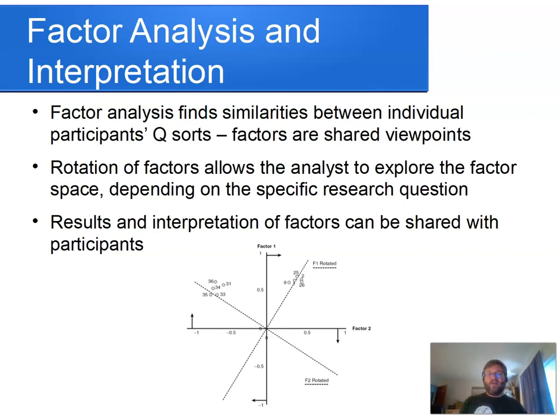You can then share those interpretations of those factors with your participants. You can get their feedback. Am I interpreting this viewpoint right? Do the people that made up this factor recognize what I'm saying about them? Does it accord with how they think about their own viewpoint? And this is an important step, this sharing and getting feedback from the people that you did your analysis with to cross-check your understanding of what you've gotten out of the study.